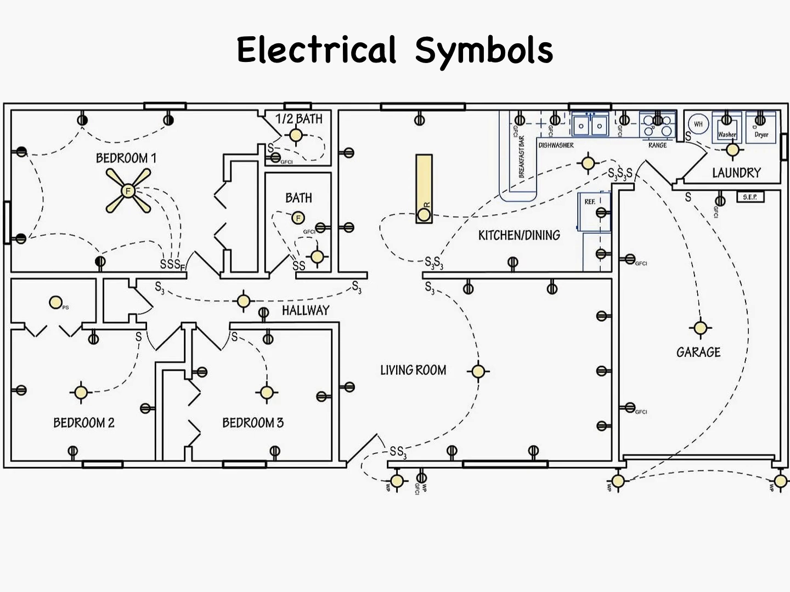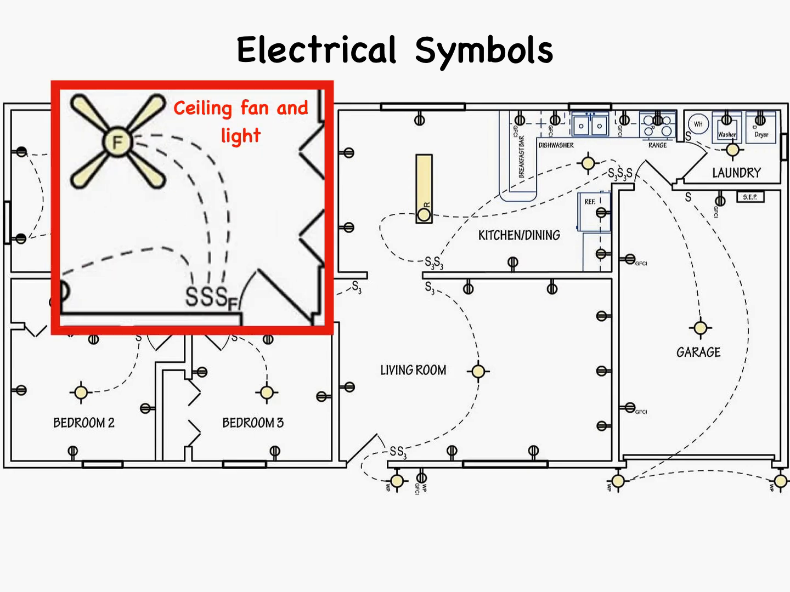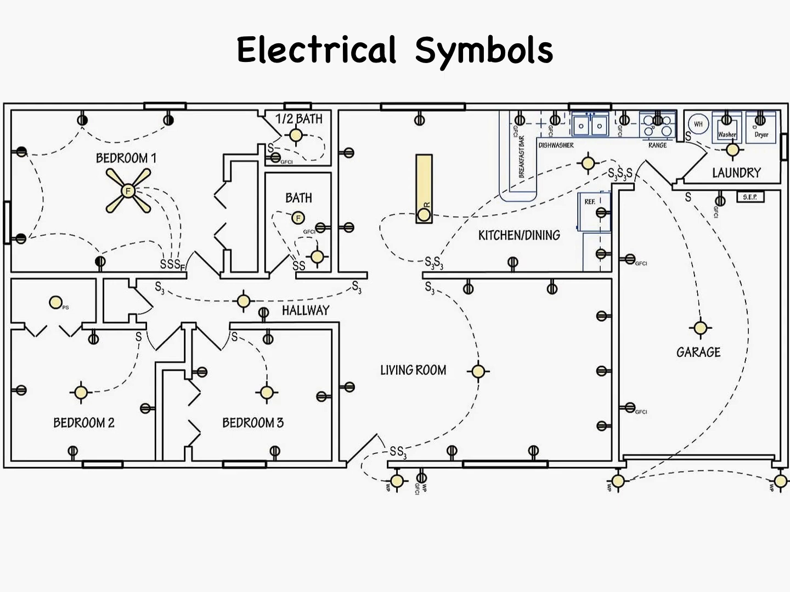Here we see a ceiling fan with a self-contained light. The two dotted lines from the fan to the three-gang switch indicate that the fan and light are separately switched. The third gang switch controls a wall receptacle.